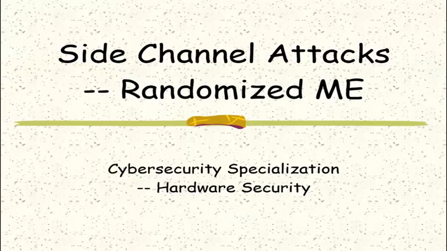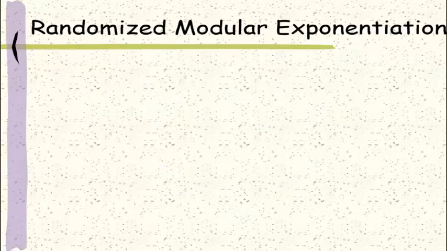We have learned modular exponentiation and its security vulnerabilities. Today we are going to talk about how to fix these security vulnerabilities from an algorithm perspective. This approach is called randomized modular exponentiation.